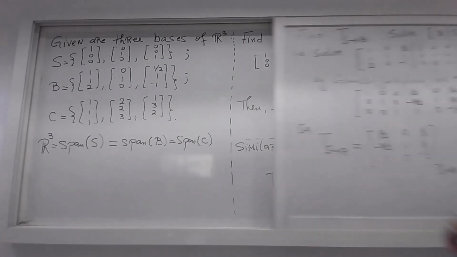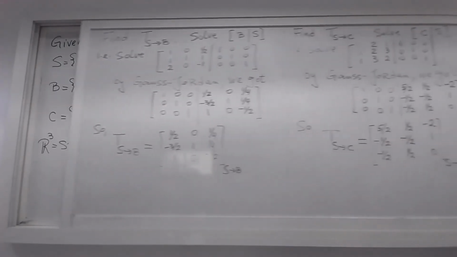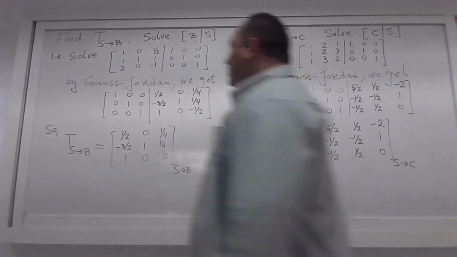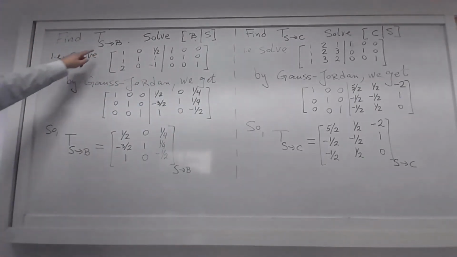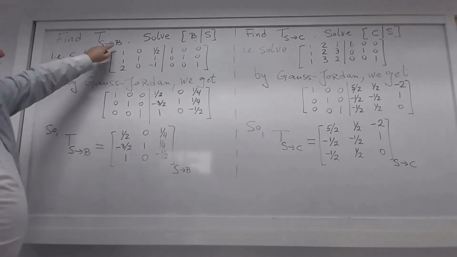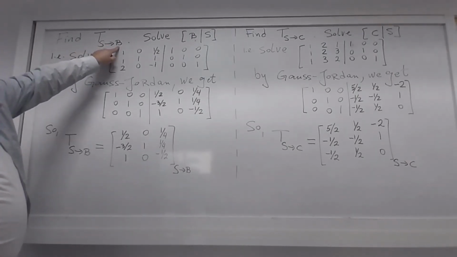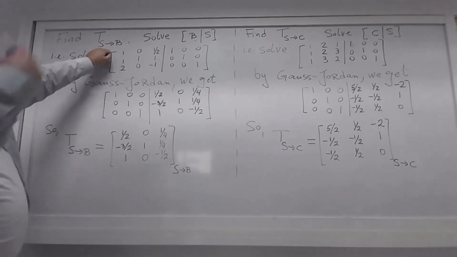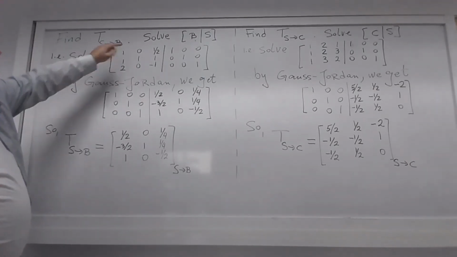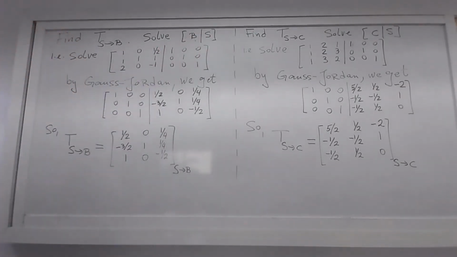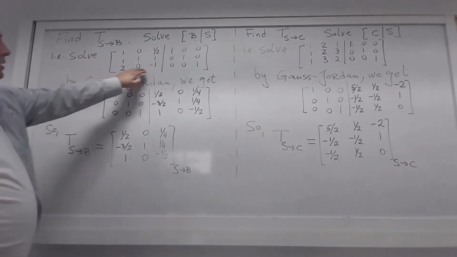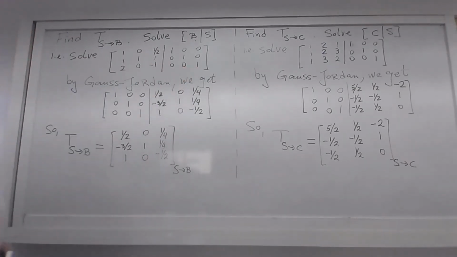But what happens if I need to find the transition matrix from basis S, the standard basis, to basis B? So I need to express every vector in S as a linear combination of vectors in B. So the vectors from S will be on the right side, and the vectors from B will form the matrix. So I need to solve schematically B slash S. So I take the three vectors in correct order, obviously, from basis B, slash the three vectors in correct order of the basis S, the standard basis.